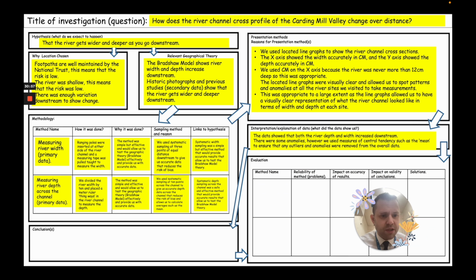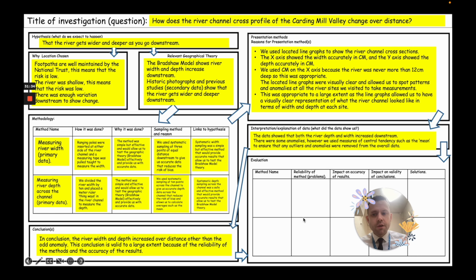We need to interpret it. What does the data show? The data showed that both the river depth and width increased downstream. So the river got wider and deeper generally. There were some anomalies. However, we used measures of central tendency such as the mean to ensure that any outliers, any data that lies outside of the normal data, were removed from the overall data. So again, we're using the mean average to help us with our interpretation.